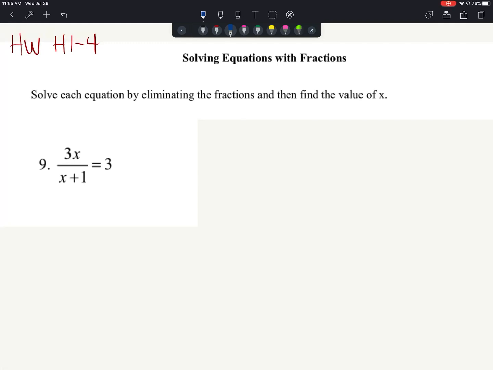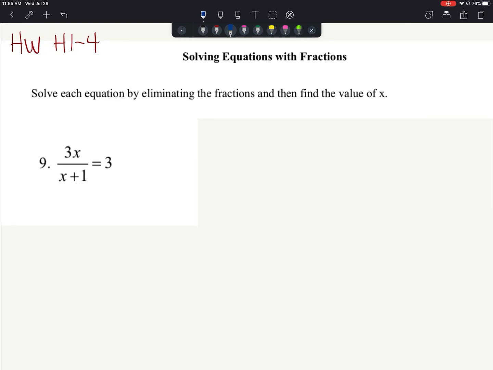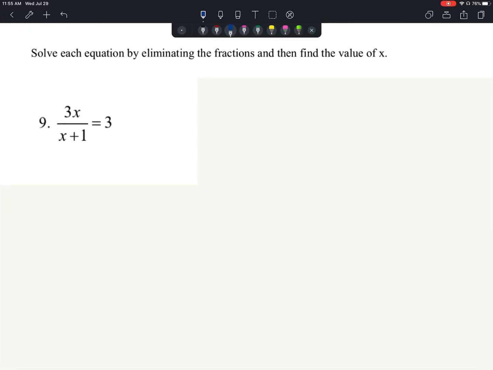This is problem number 9 from homework worksheet H1-4. Again, solving equations that involve fractions. This one's kind of a special case, so I'm going to talk about it here in a couple different ways to hopefully help anybody that needs some assistance with this.